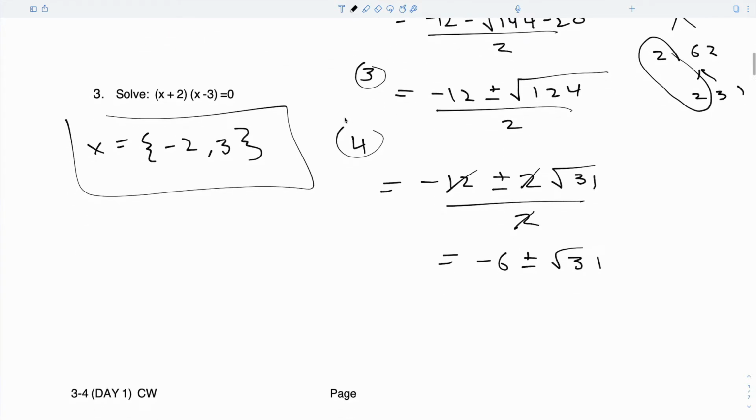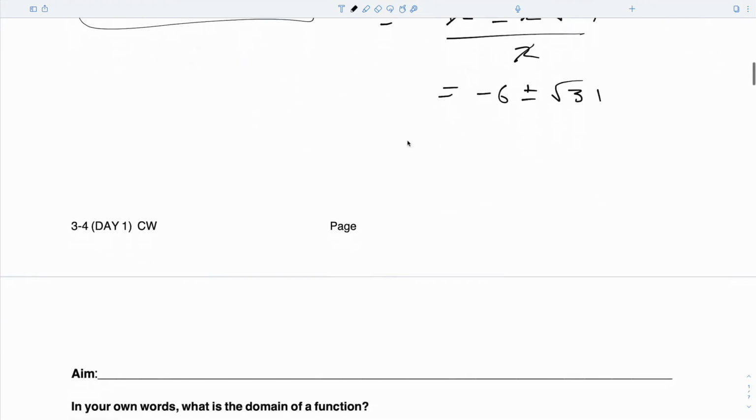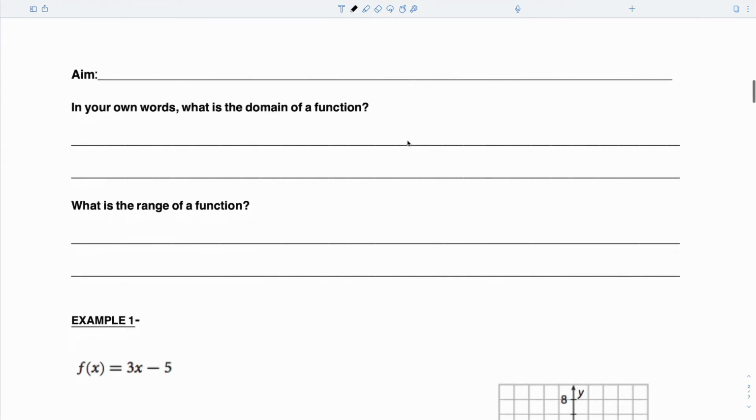Number 3 is pretty simple. You could actually do that mentally. Okay, next page, please.